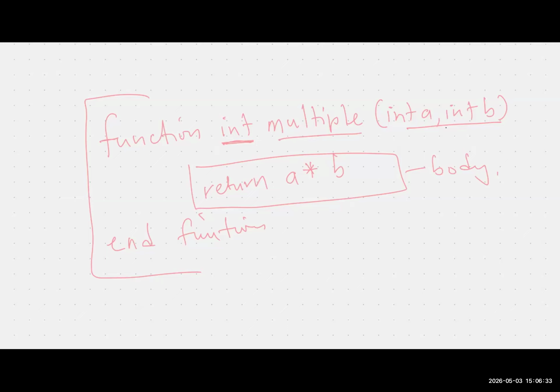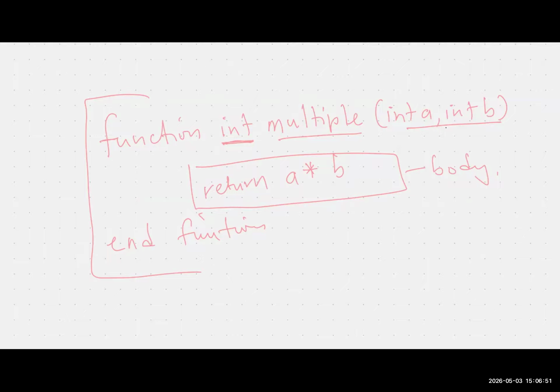Okay, let's proceed. So what if the int in A is 5 and the int in B is also 5? So it's 5 times 5. That's it, and then the answer will be returned. So return means send the answer back to whoever is calling me.